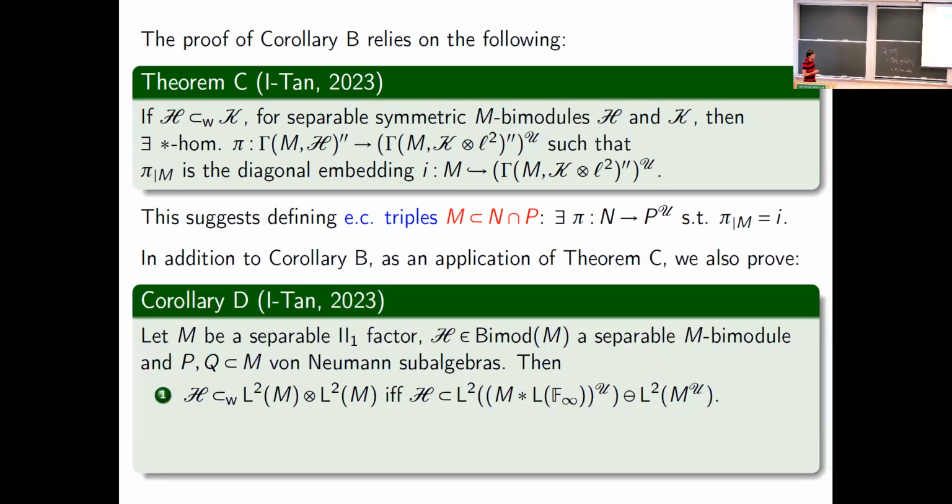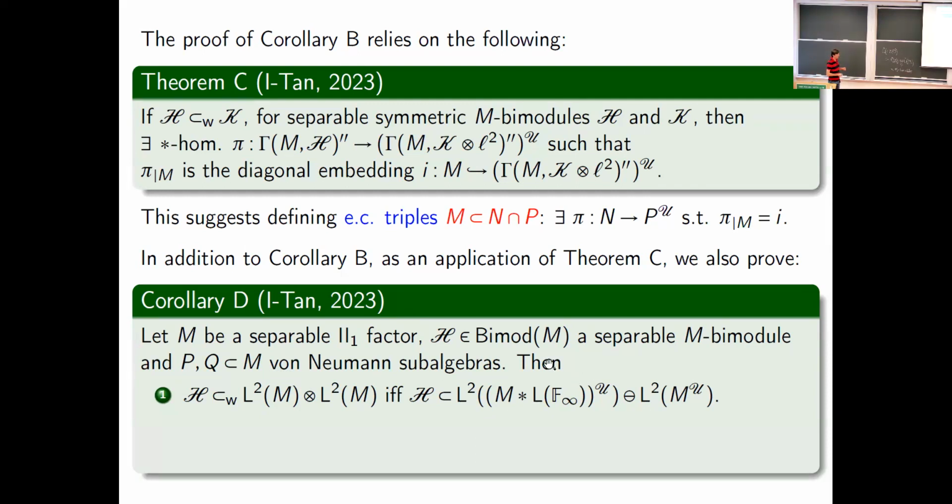All right, so theorem C. We proved theorem C in order to deduce corollary B, but in fact there are other applications of it that I want to mention. So take any separable II1 factor M, and H to be a separable M-bimodule, and P and Q to be von Neumann subalgebras. First, we can show that the bimodule H is weakly contained in the coarse bimodule if and only if it is actually contained in the bimodule on the right.